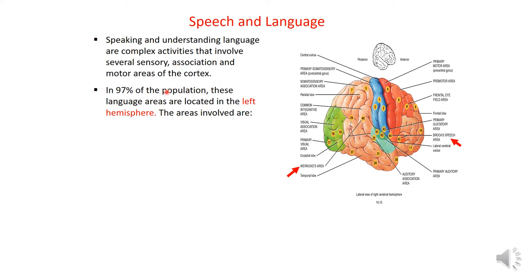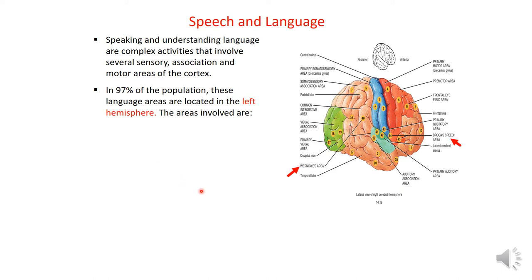In 97% of the population, the language areas are located in the left hemisphere, which is the dominant hemisphere, because most of the population is right-handed. This means that their dominant cerebral hemisphere is the left cerebral hemisphere. So again, speaking and understanding the meaning of words is mainly produced by the interaction between sensory, association, and motor areas.